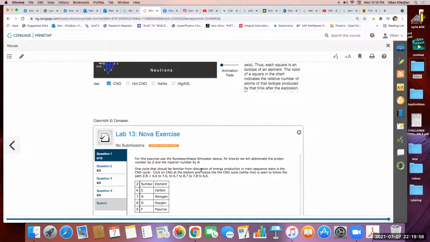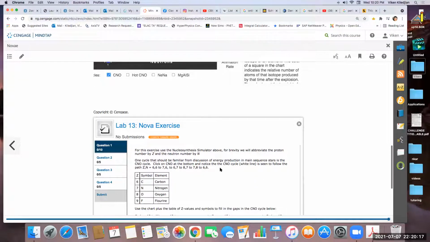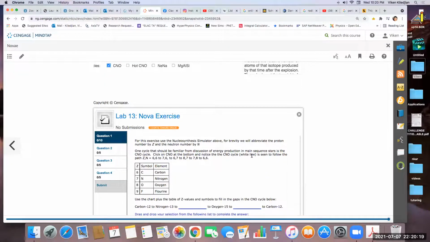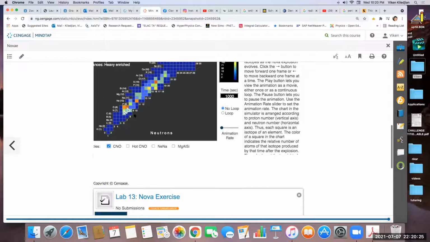One cycle that should be familiar from discussion of energy production is the CNO cycle. So we learned in the astronomy lecture portion that the CNO cycle is a way of making energy that uses carbon, nitrogen, and oxygen as a catalyst. So click on CNO at the bottom and notice that the CNO cycle white line is seen to follow the path ZN 66 to 76. So where's that 66 to 76?